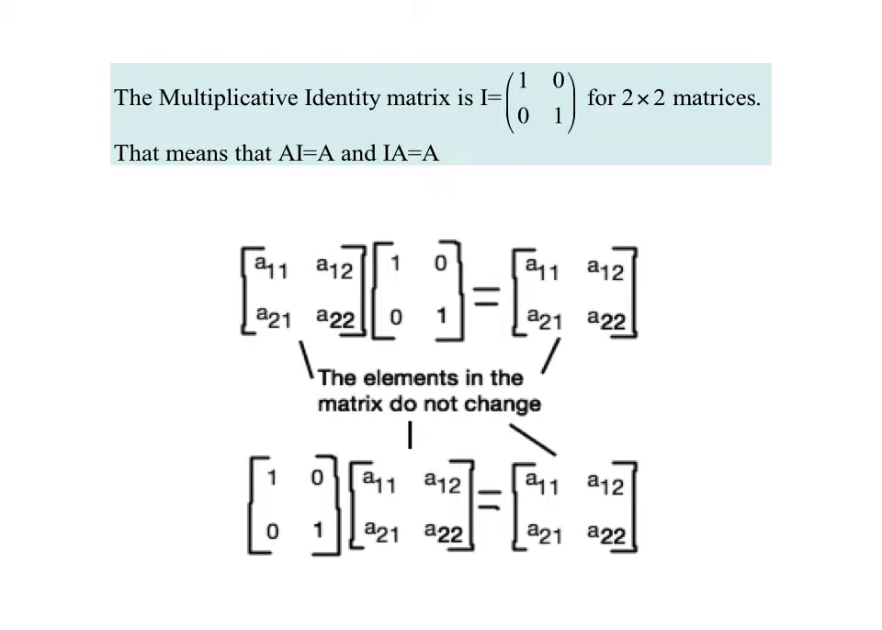A little notation, side note, on the identity matrix. We call it matrix I, and then we denote the size. So, as this matrix is a 2 by 2, we would call it I2. If the identity matrix was a 3 by 3, we would call it I3, so on and so forth.